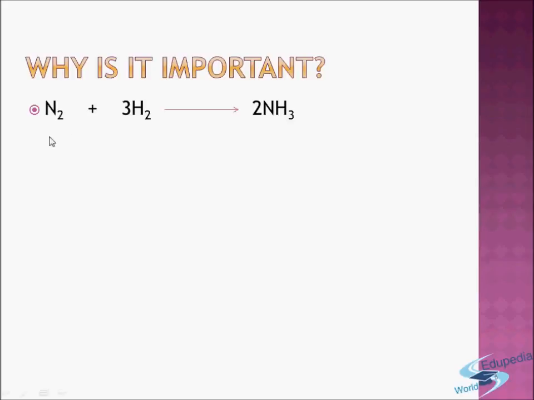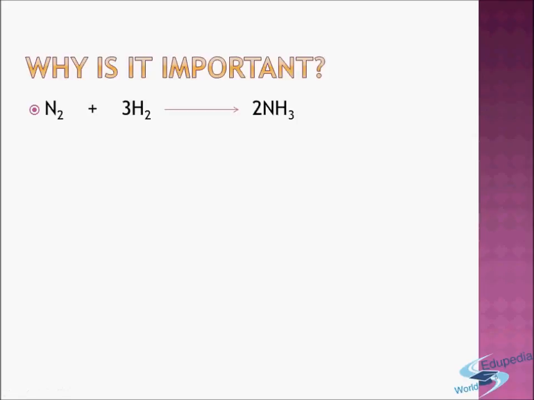For example, we saw that if I have 2 moles of nitrogen and 5 moles of hydrogen, then hydrogen will be my limiting reagent because the ratio 5/3 is less than 2/1. So this implies hydrogen is my limiting reagent.